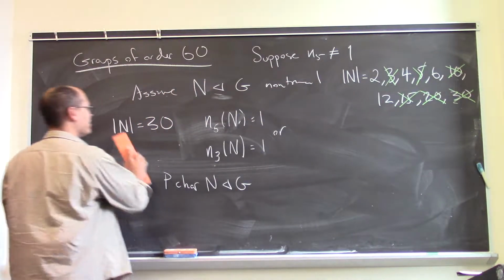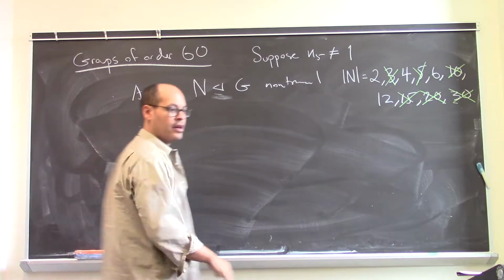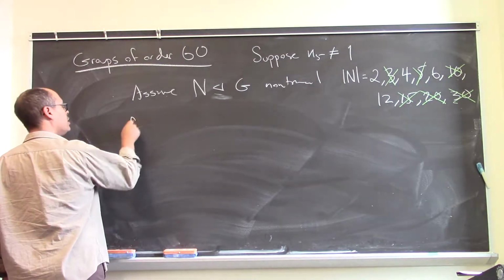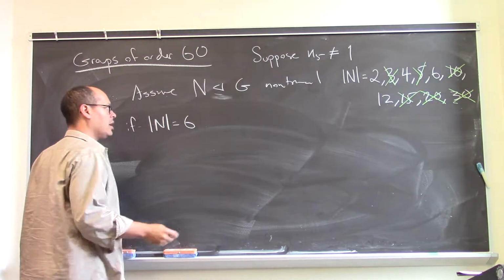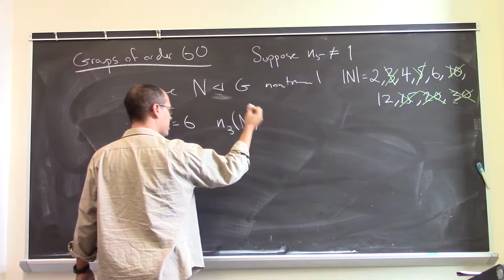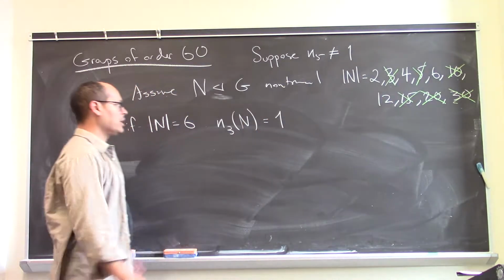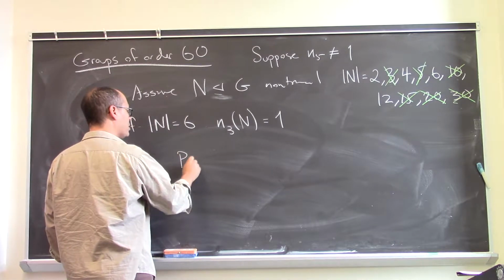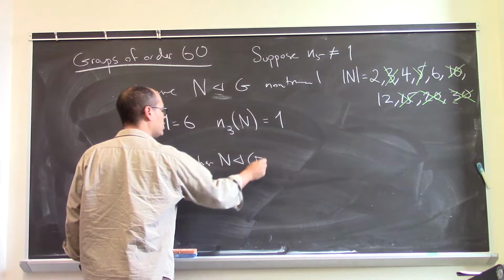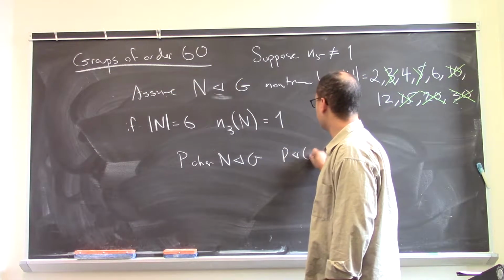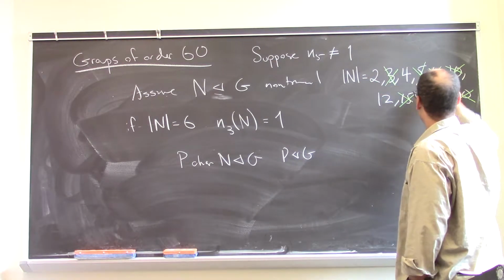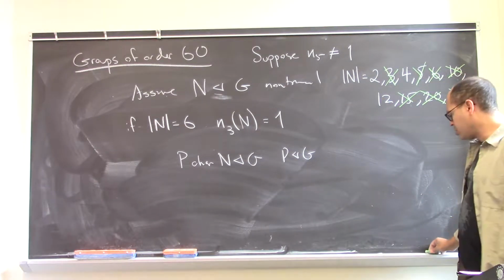All right, getting down the list. Which one is next? Let's do 6, right? So if the order of n is 6, it's easy to check that the 3 Sylow subgroup of n is normal. And so then we get our 3 Sylow subgroup of n characteristic in n, and n is normal in G. So we get a normal subgroup of G of order 3. That can't happen, so 6 can't happen. All right, we're doing well. Let's see. Let's do 2.